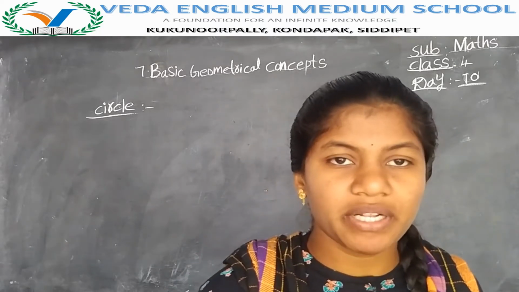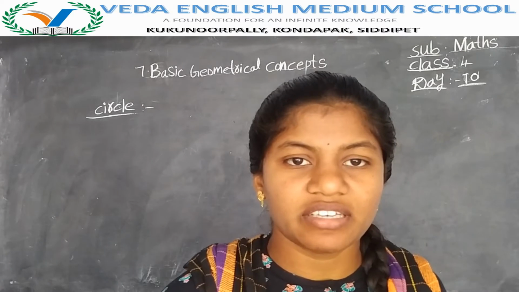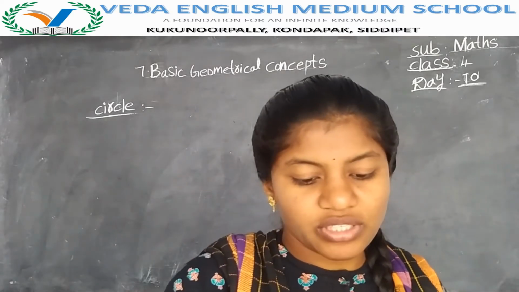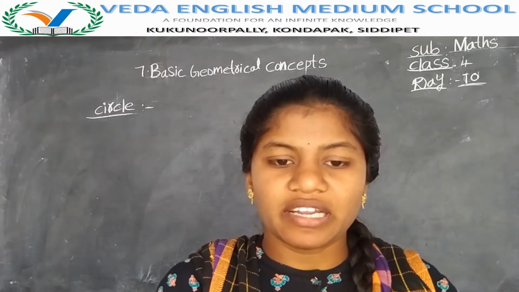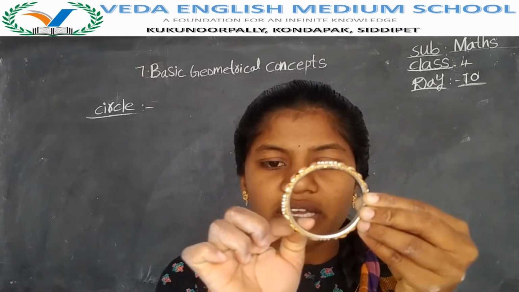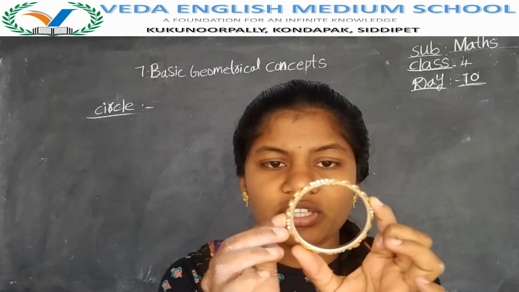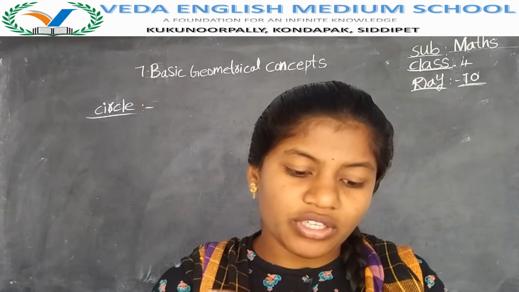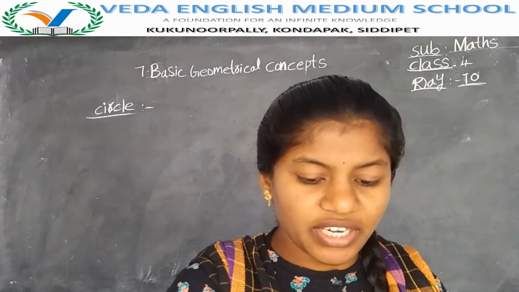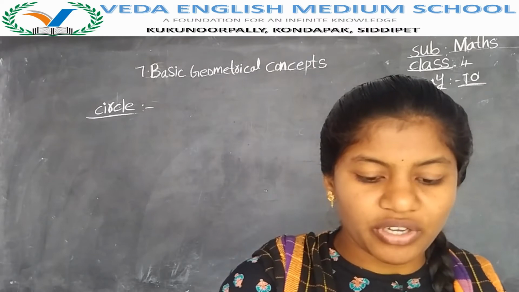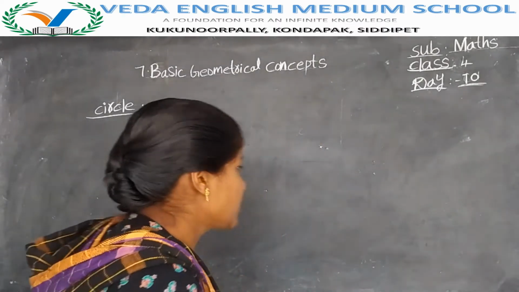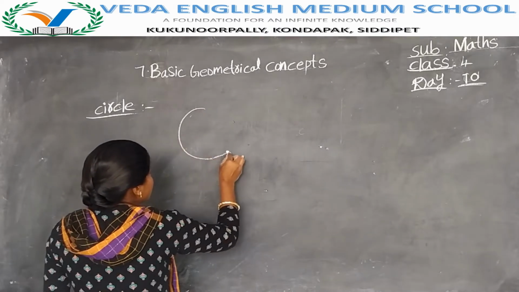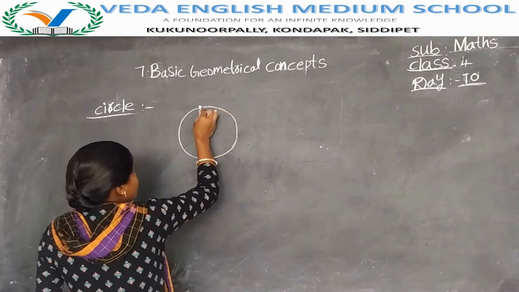A simple closed figure is called a circle. A simple closed figure which is in the shape of round. See here, it is the shape of a circle. A simple closed curved figure is called a circle. A simple closed curve, every point of which is at a fixed distance from a fixed point, is called a circle. That means a simple closed round figure is called a circle. Circle is in the shape of round.